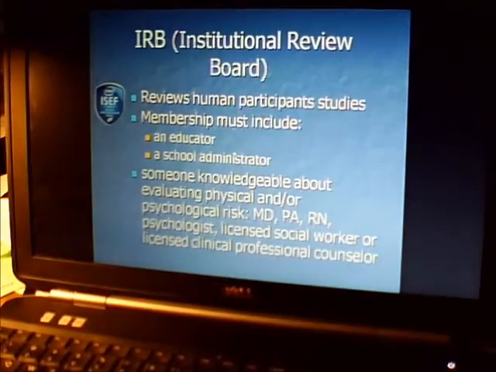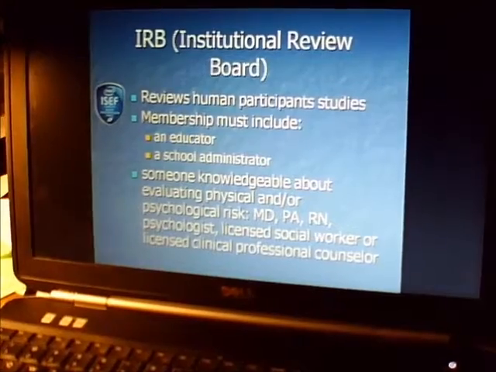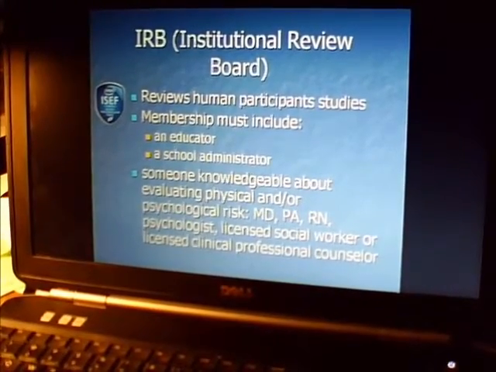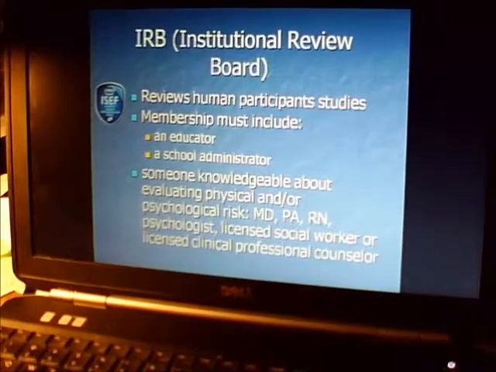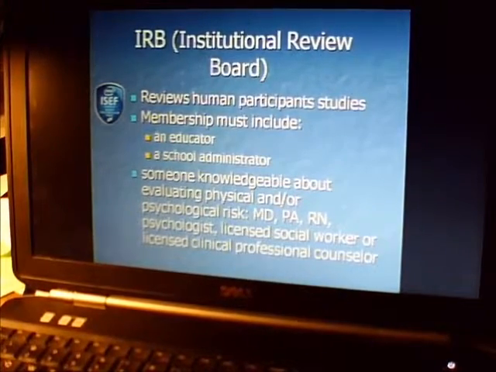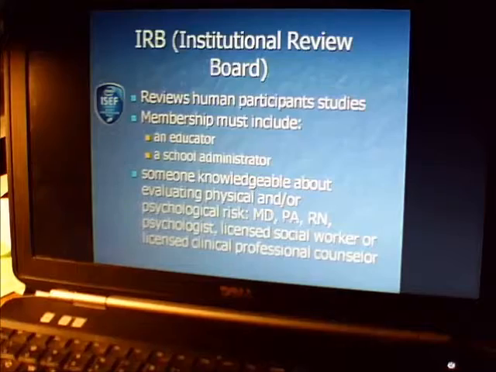IRB. This is the one that's going to come up for quite a few of you. The IRB reviews your research plan to make sure that human participants' studies are safe. If you're even asking questions of people as part of your research, you have to go before an IRB. It has to include an educator, a school administrator, and someone knowledgeable about evaluating physical or psychological risks, and you can see the rest of it there.